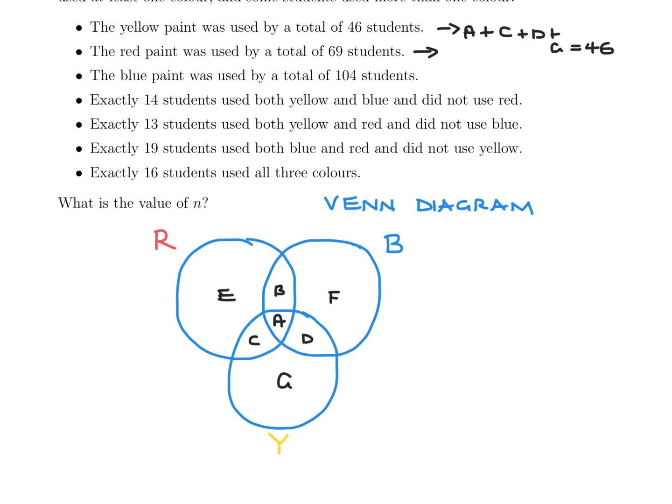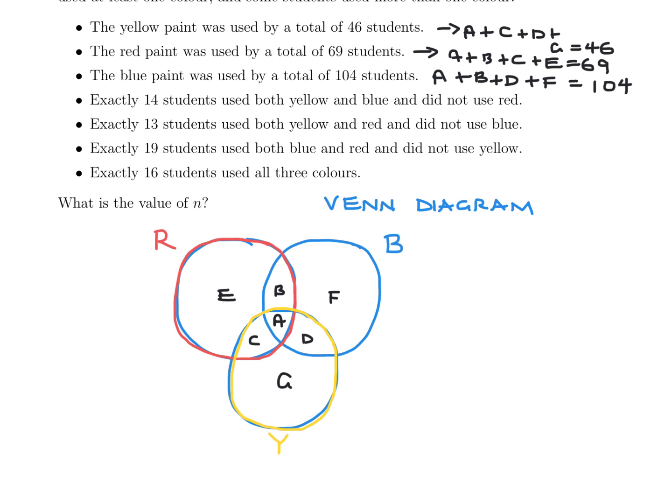The next one, red paint was 69. So red is 69. That is basically A plus B plus C plus E, and that's 69. And the next one, blue paint, is 104. That's everything in the blue circle. Well, they're all blue, but you understand what I mean. Maybe I can make this a red circle to differentiate a little bit. The circle that I had denoted as B is going to be 104. So that's A plus B plus D plus F, and that is 104.